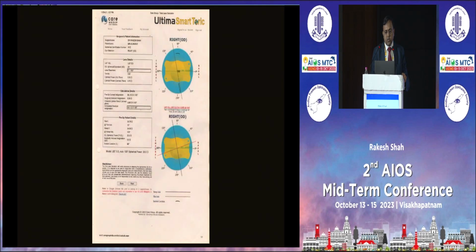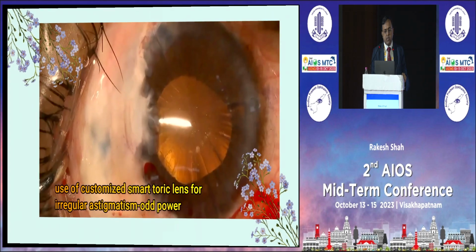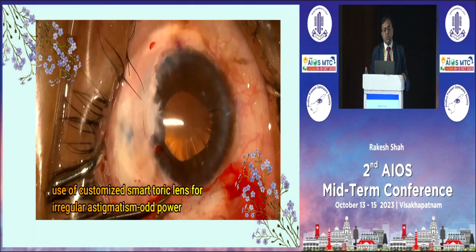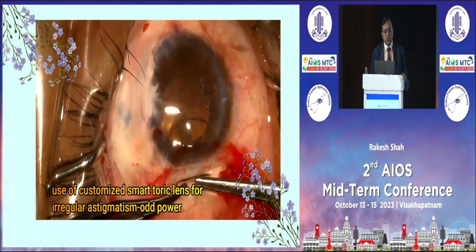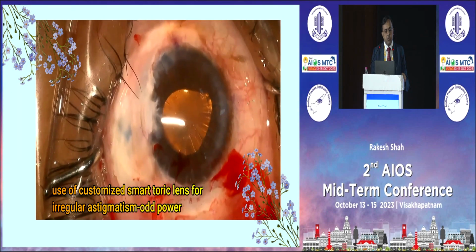So these are the smart toric lenses which we had planned for this patient, and the patient had really good vision. In both eyes we have done smart toric lenses with SICS in both patients.